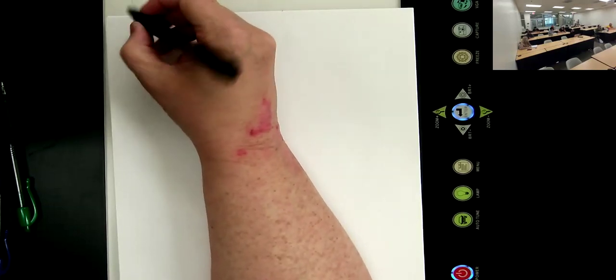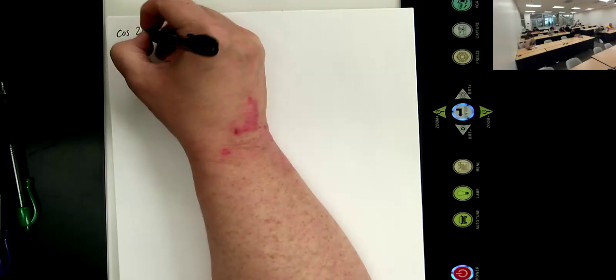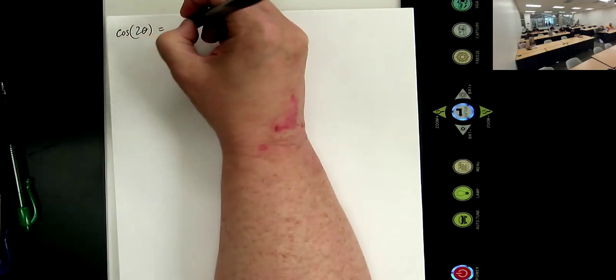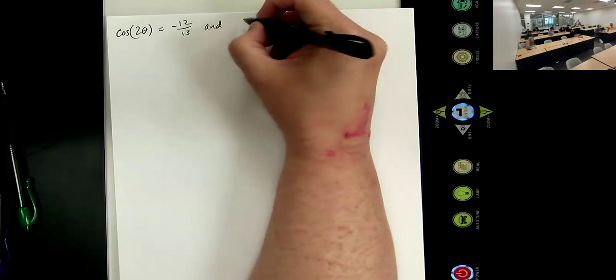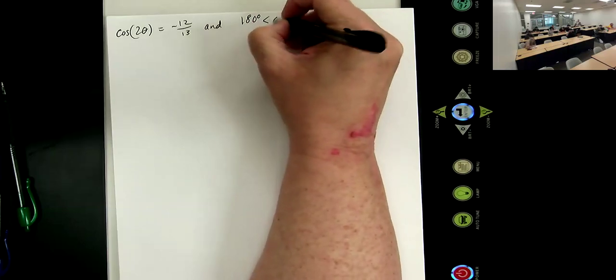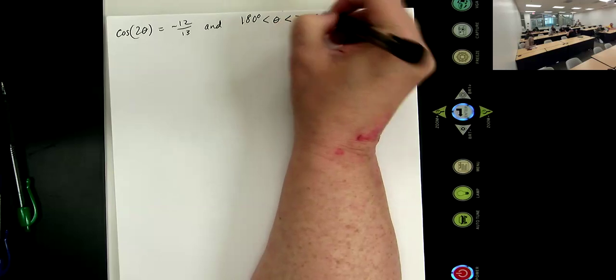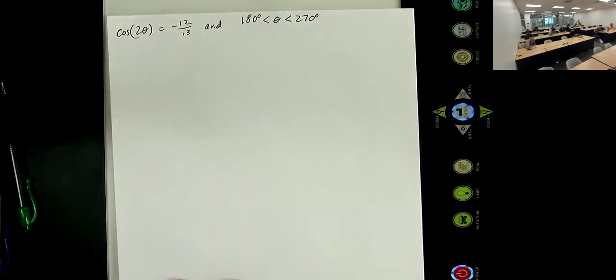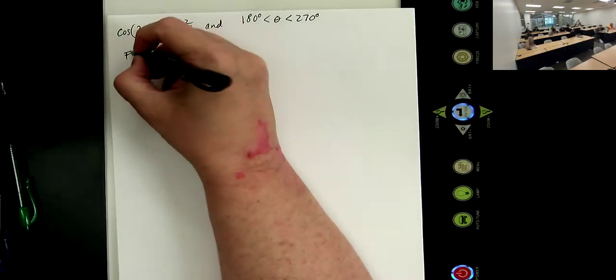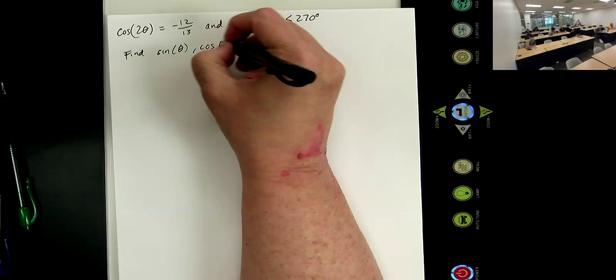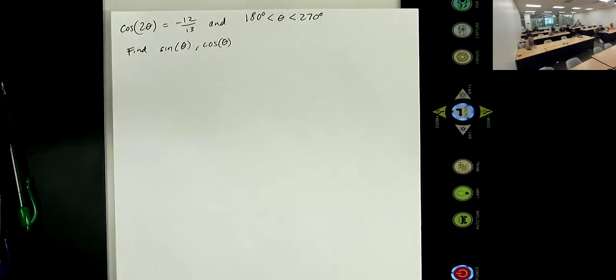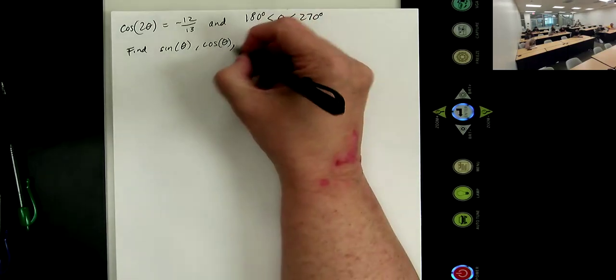And these identities add to your ability to do stuff like that. So let's say cosine two theta equals -12/13. And we have theta is between 180 degrees and 270 degrees. Let's find sine theta, cosine theta, and tangent theta. Yeah, let's just do sine theta and cosine theta. You can do tangent theta just by division. Yeah, we'll throw in tangent theta.